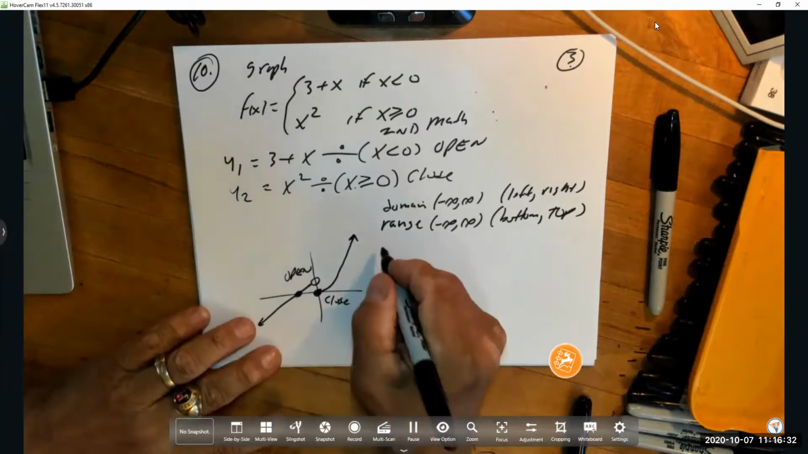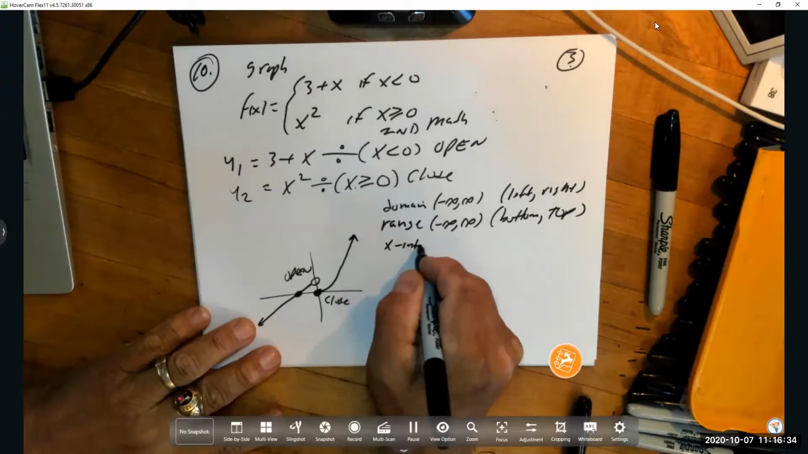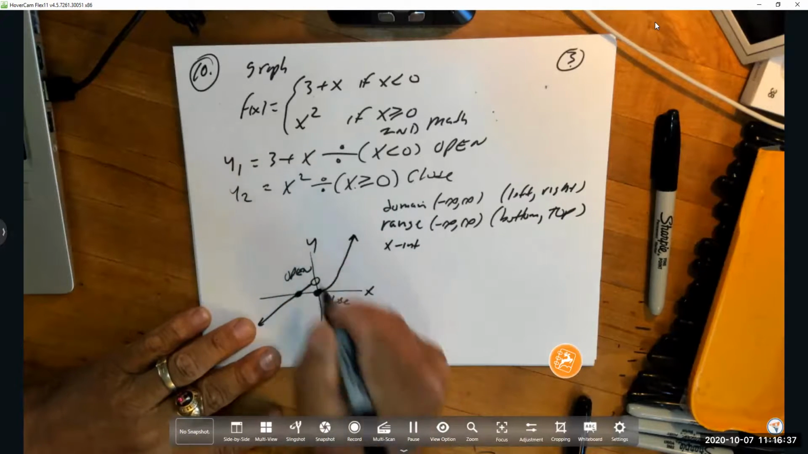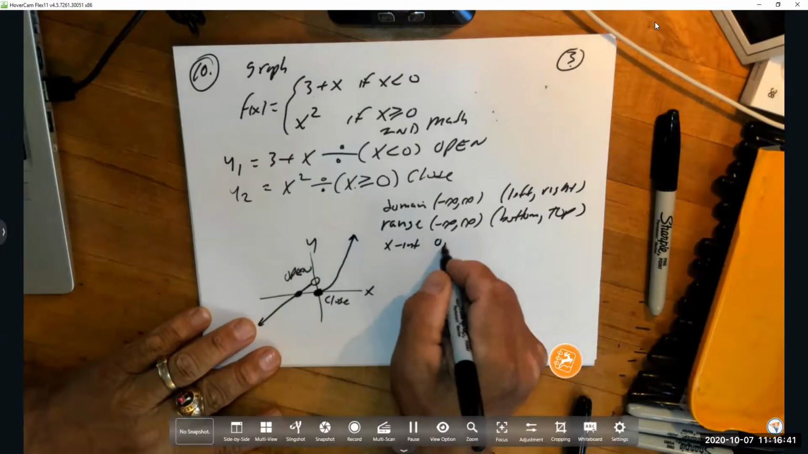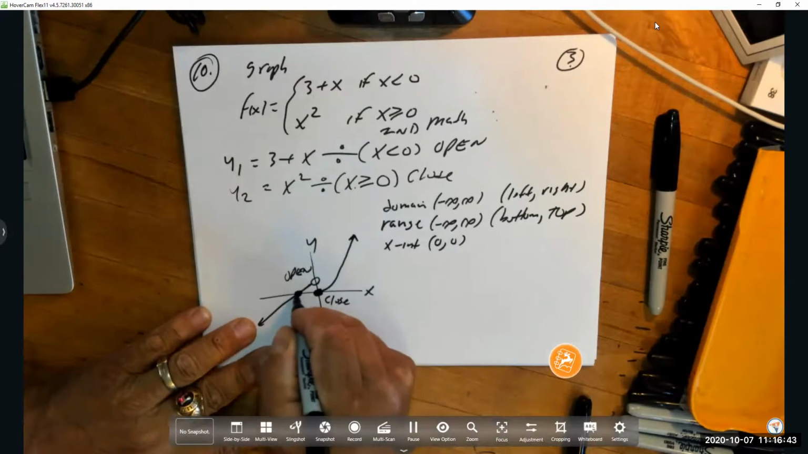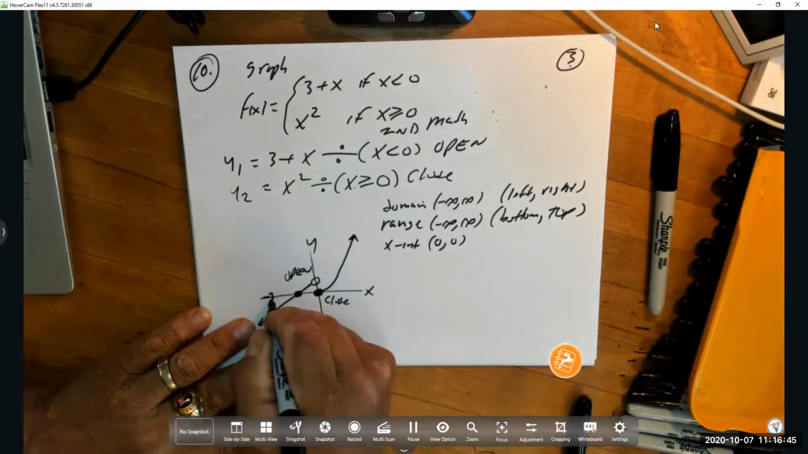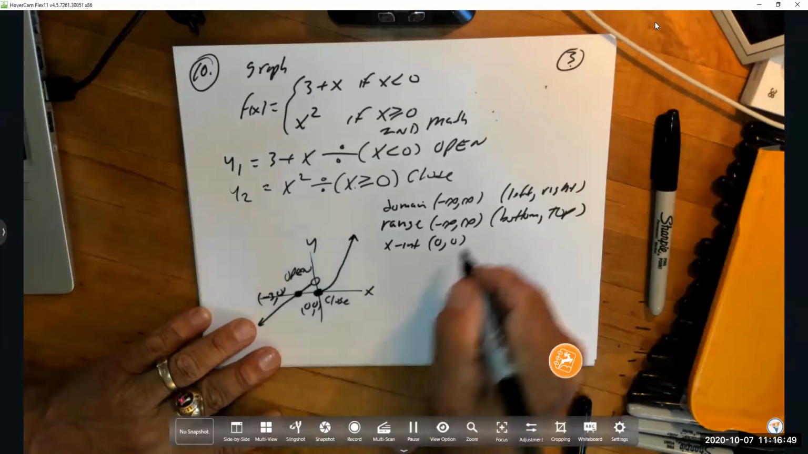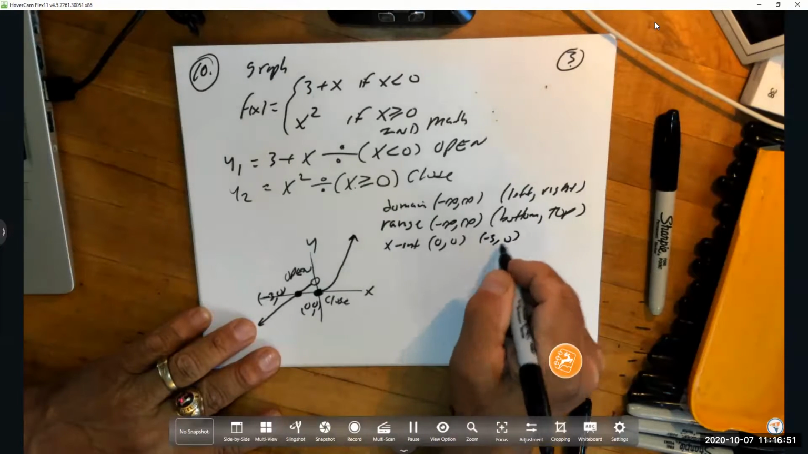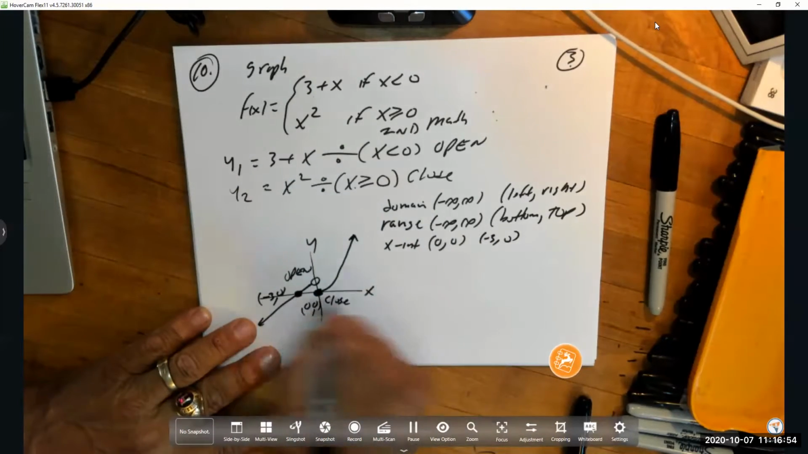Now the other part, x-intercepts. Right there, it hits the x-axis. So this is 0, 0. And then right here, this was negative 3, 0. So negative 3, 0 and 0, 0 are the x-intercepts right there.